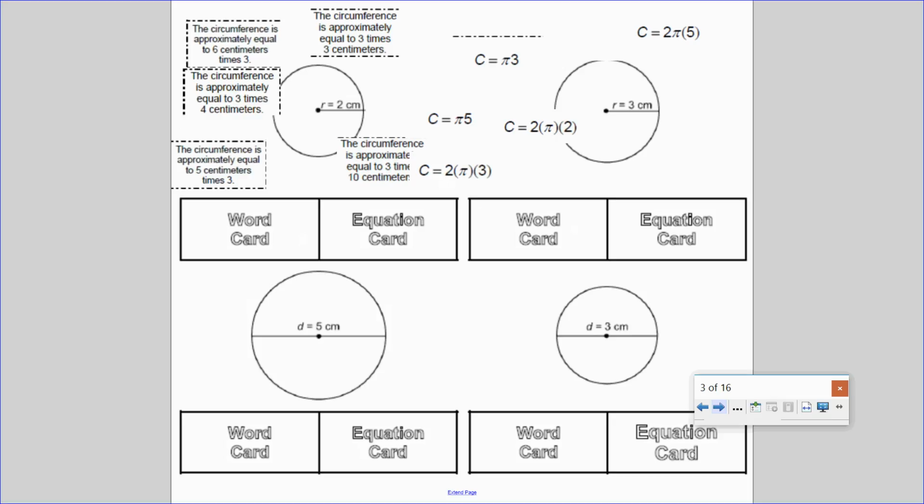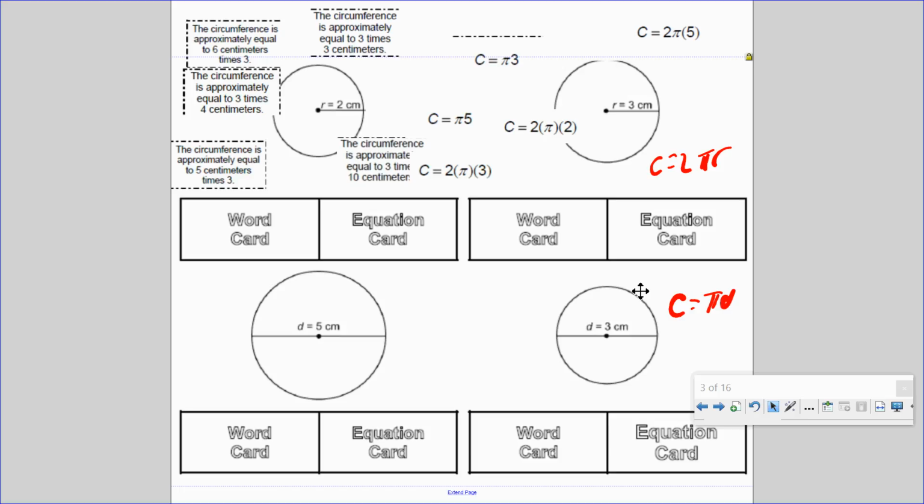So today you're going to be doing a matching activity. You are going to match each one. So this radius is 2 centimeters. So we're going to be using pi. We're going to use the formula pi d or 2 pi r. Well, since it's radius, the upper two circles will be using the formula C equals 2 pi r, while the bottom two circles will be using the formula C equals pi d.